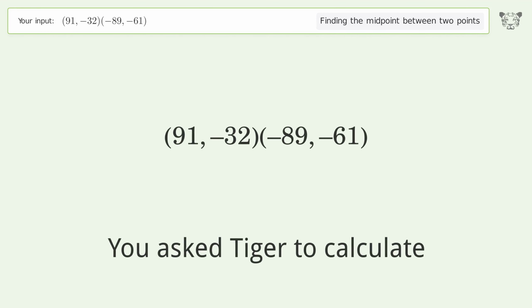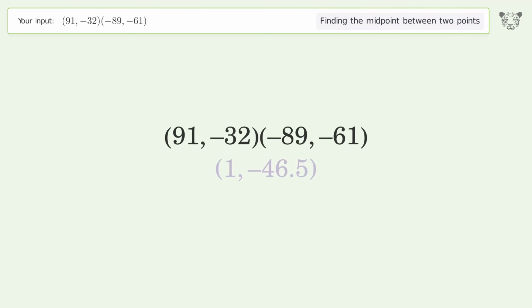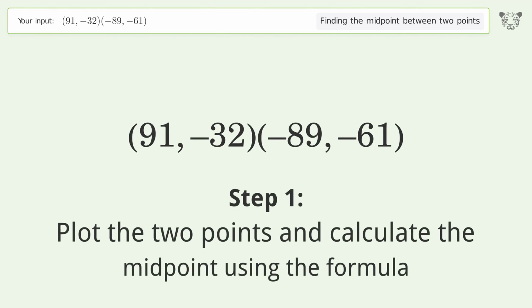You ask Tiger to calculate. This deals with finding the midpoint between 2 points. The midpoint between the 2 points is 1, -46.5. Let's solve it step by step. Plot the 2 points and calculate the midpoint using the formula.